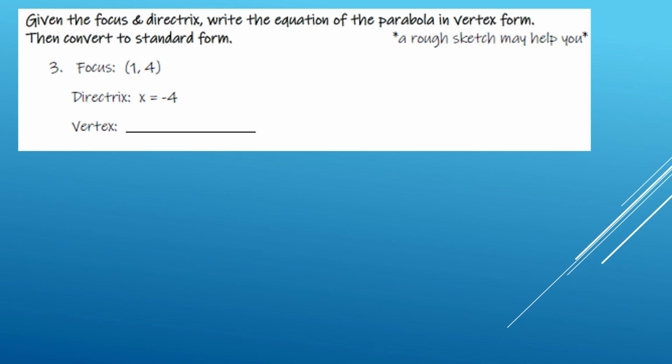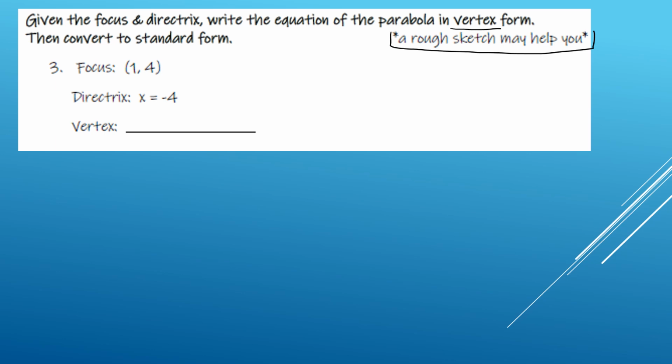Our next example says, given the focus and the directrix, write the equation of the parabola in vertex form, convert to standard form, and that a sketch might help you. I'm very visual. I've got to draw myself a picture. I need to see where things are and what they mean and represent to help me get this equation.